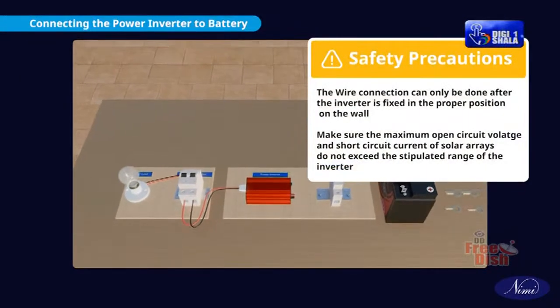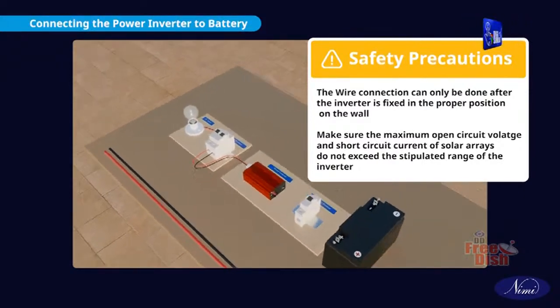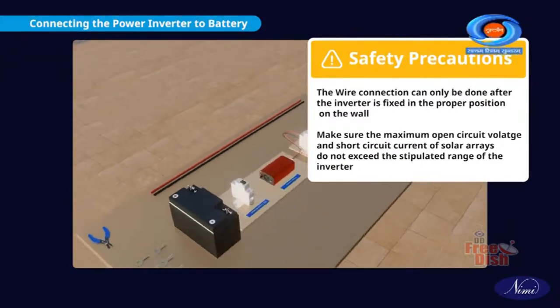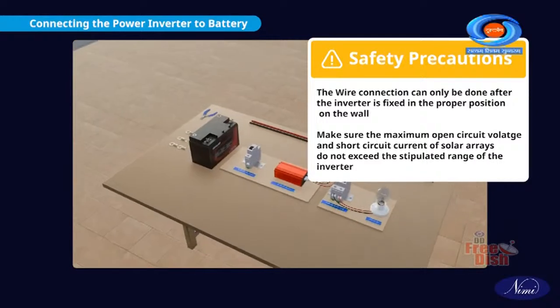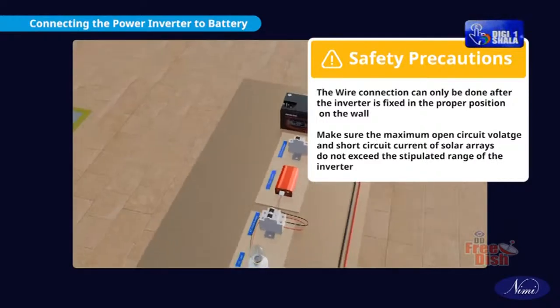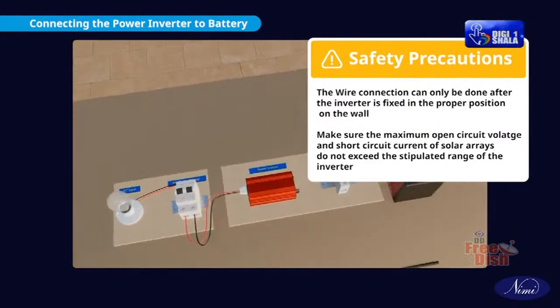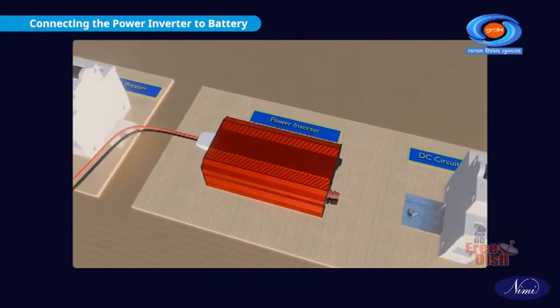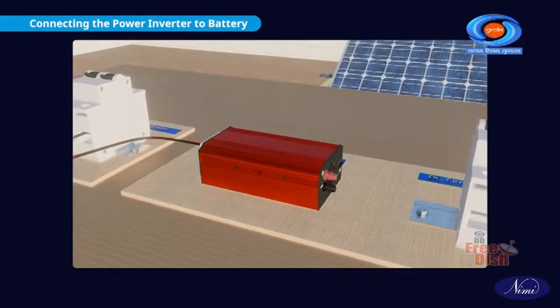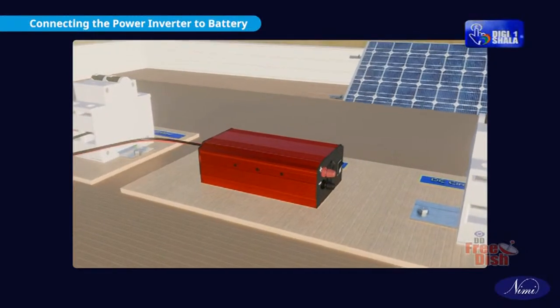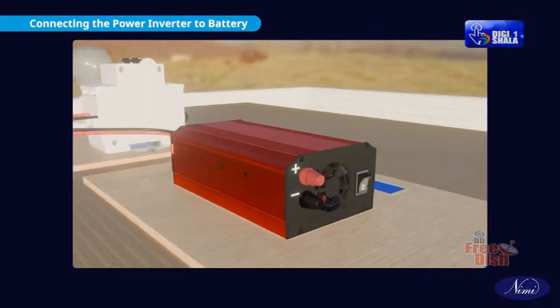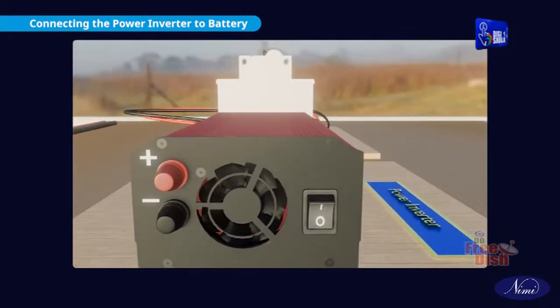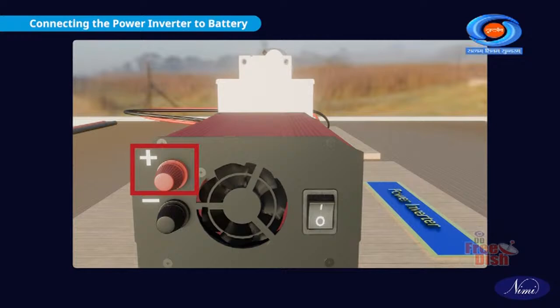Make sure the maximum open circuit voltage and short circuit current of solar arrays do not exceed the stipulated range of the inverter. Identify the battery terminals on the power inverter. The battery terminals on the inverter are typically labeled battery or with symbols representing positive and negative polarity.